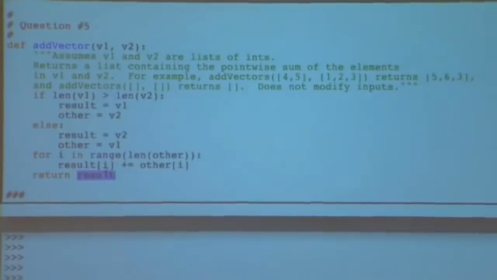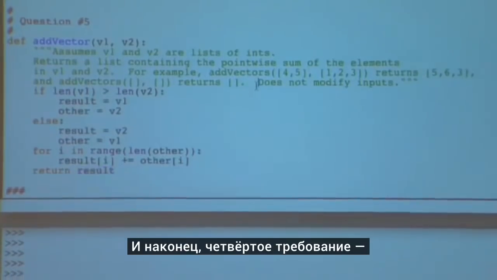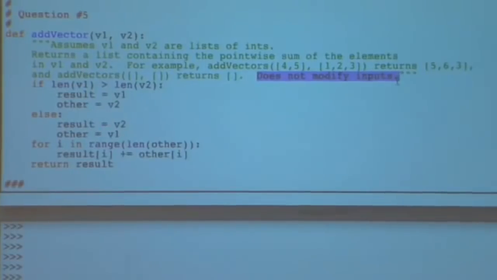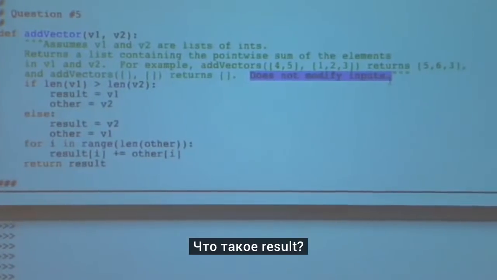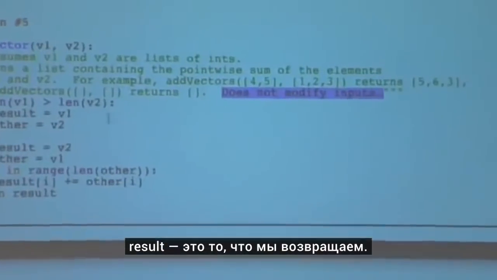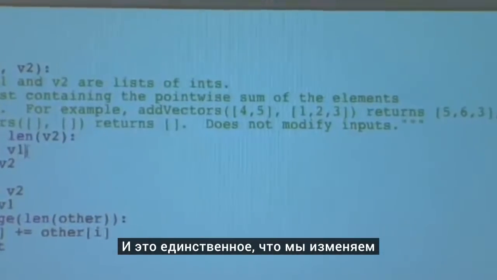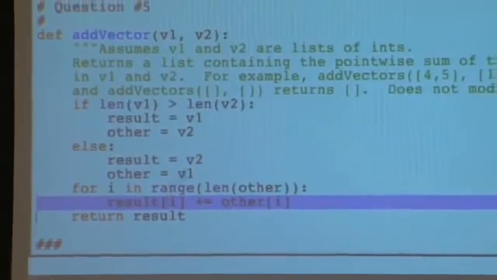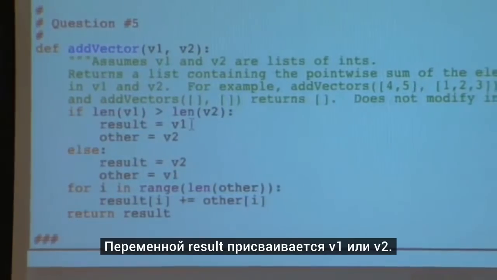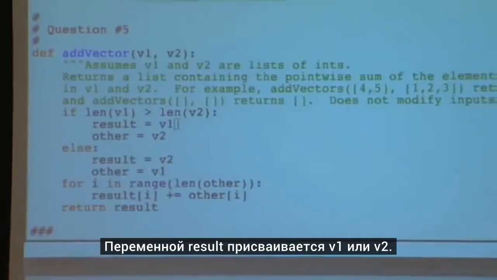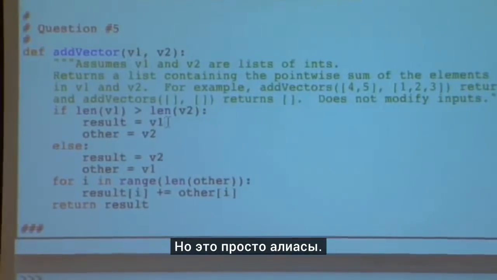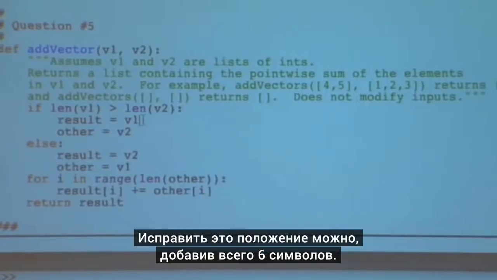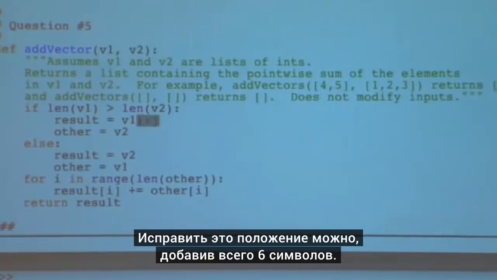Okay? And then finally, that leaves the fourth requirement, does not modify the inputs. Well, what's result? Result is what we're ultimately returning. And that's the only thing that we really modify in this function. Well, result in this case is v1 or v2, but they're aliased. So it's modifying the inputs, and that's the violation. So the answer to this problem is a total of 6 characters.